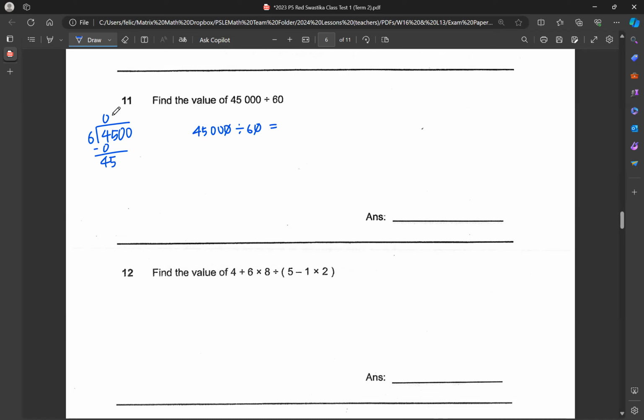All right, so 45 divided by 6 is 7. Another 0. 30 divided by 6 is 5. Okay, and of course, this gives us a 750. Okay, so that's it.